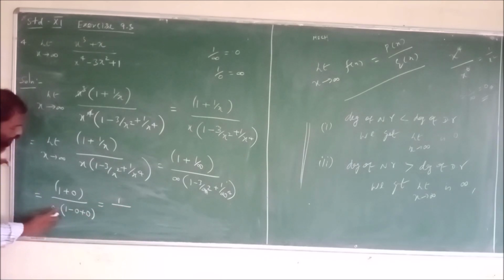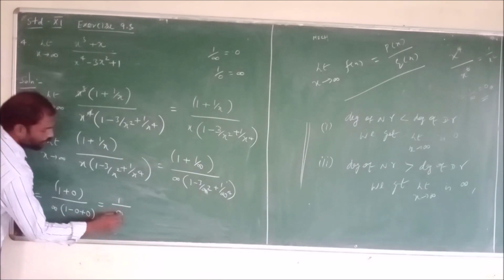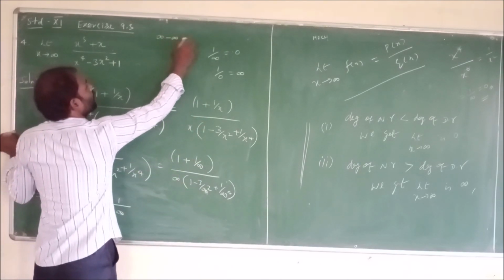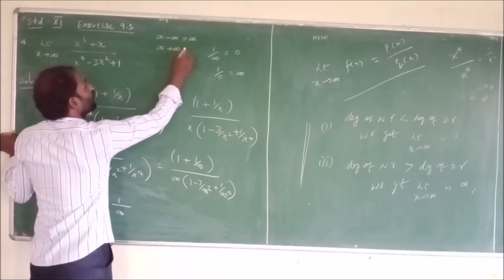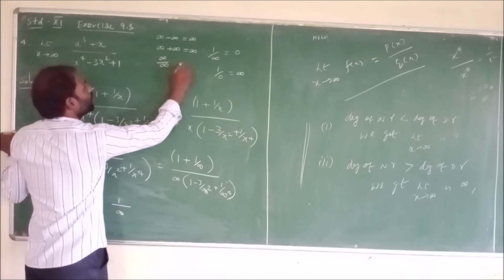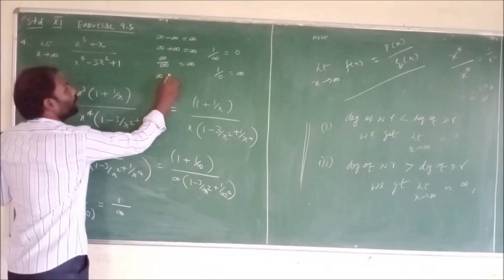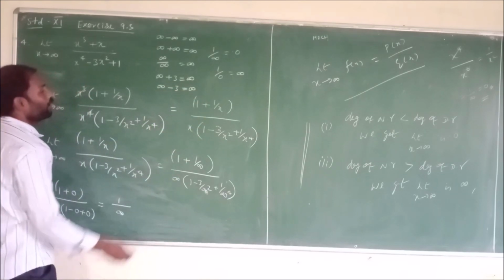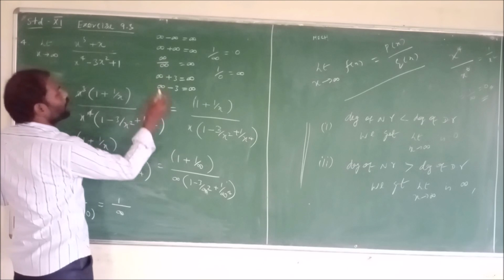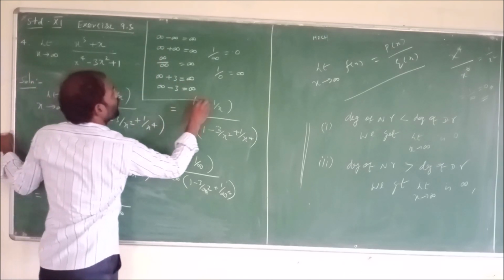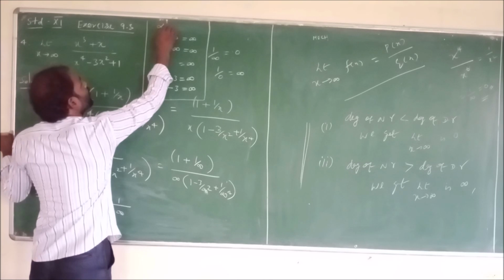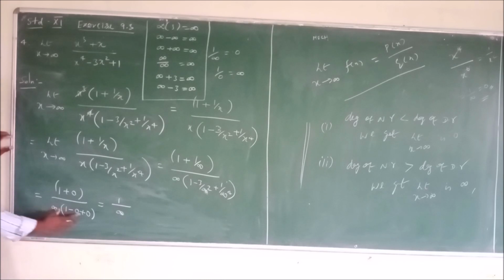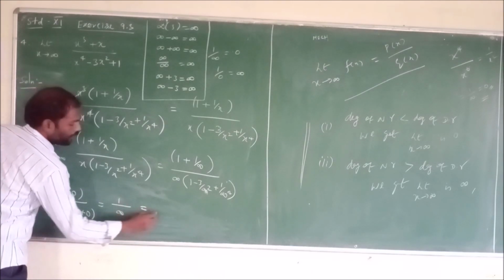Adding any number to infinity is infinity. Subtracting any number from infinity is infinity. Multiplying any number by infinity is also infinity. These are the basic cases. So the whole denominator term is infinity, and 1 by infinity is 0.